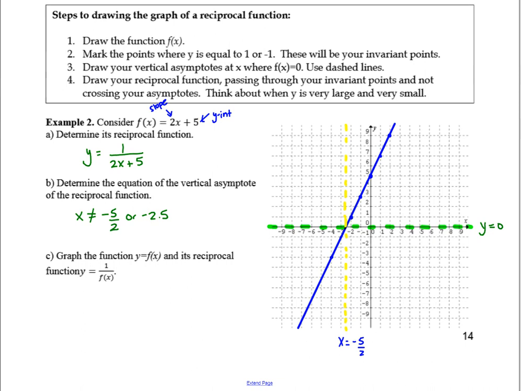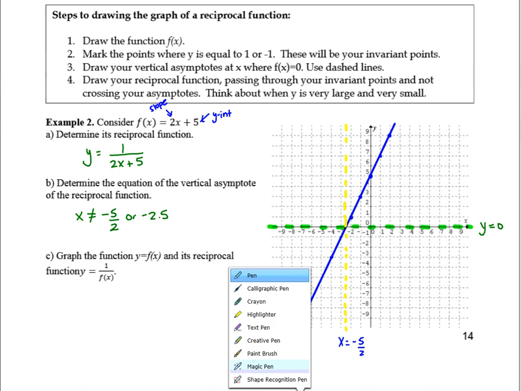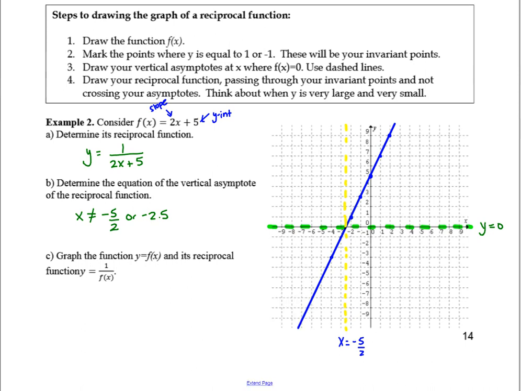Okay, so the next thing you want to plot is your invariant points. And those occur where y equals 1 and negative 1. So some teachers will take a highlighter or something. I'll take a magic pen because it disappears. Okay, and I draw, where is y equal to 1? And where is y equal to negative 1? At those points, that is where my invariant points are. Those are the points that are going to be the same when y is 1 and negative 1. So that would be right here and here. Those are the points that are not going to change. Like, look at my original function when y was 1 and when y was negative 1. Doesn't matter what x was.